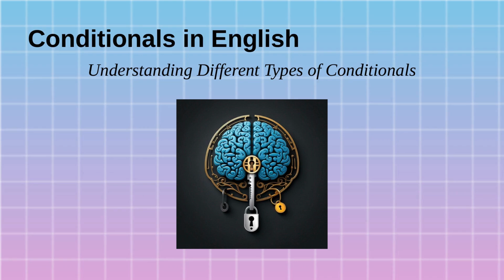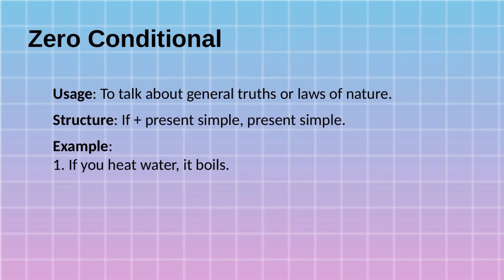Conditionals are sentences with two clauses, an if clause and a main clause, that are used to talk about possible or imaginary situations. In this video, we'll go over the four main types of conditionals and how to use them correctly. Let's dive in!